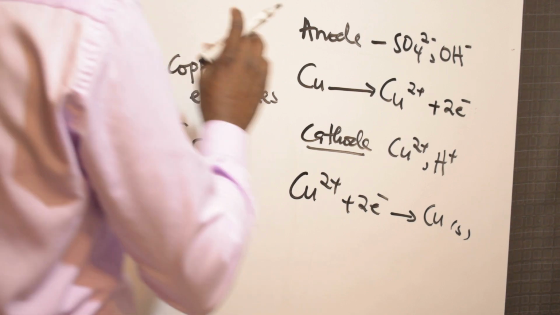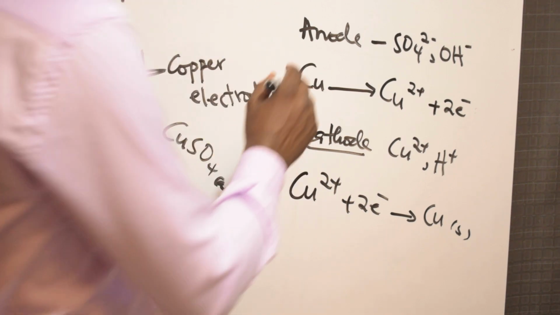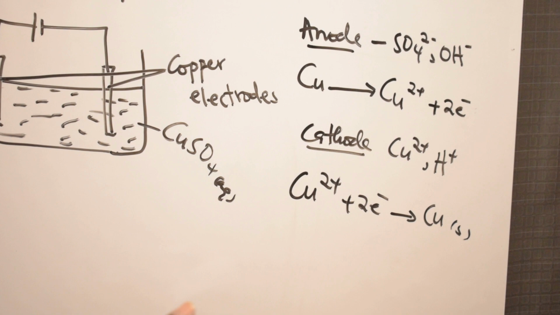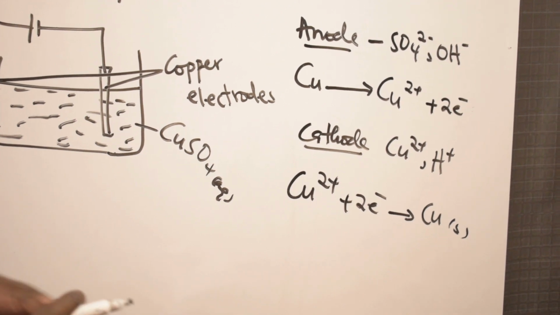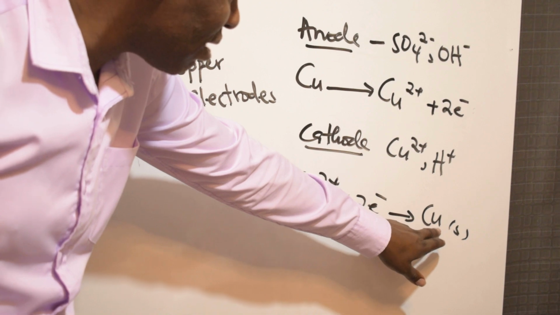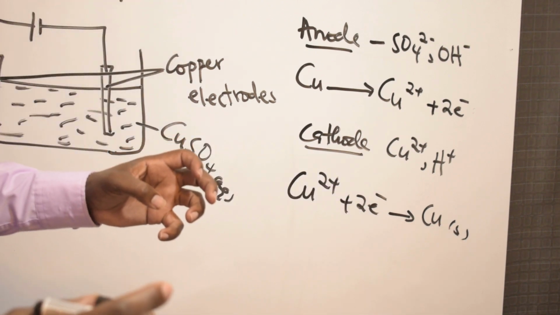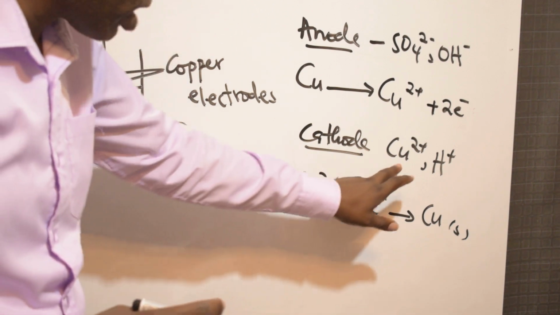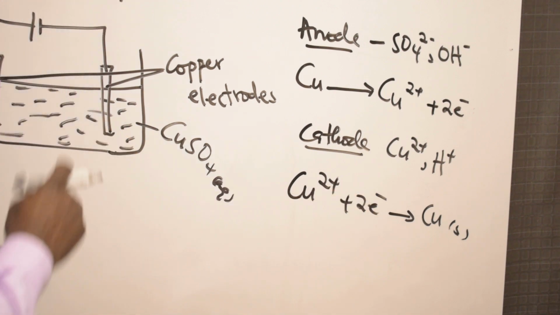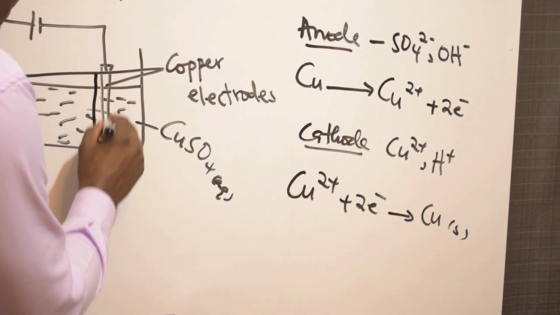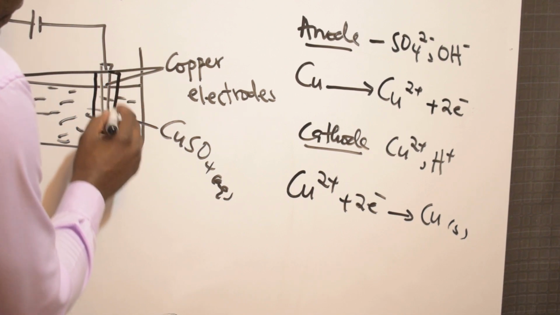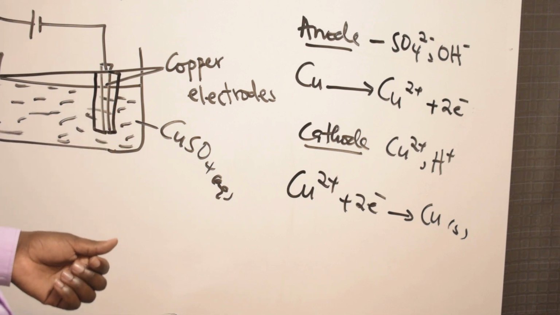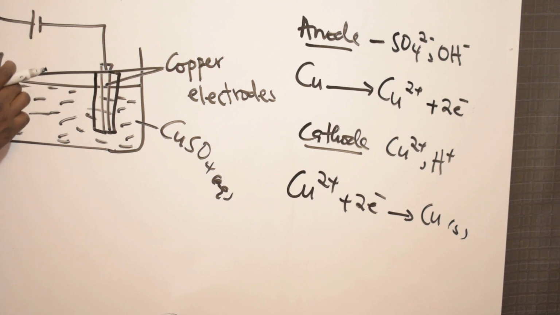Now, that means that if you're going to use reactive electrodes, the anode will be affected, while the cathode may not be affected. So what we're going to observe is that the cathode increases in mass. Because as the copper ions get to the copper electrode, they gain electrons and form copper metal, which accumulates on my copper cathode. Then on the other side, we are going to see a change in mass.